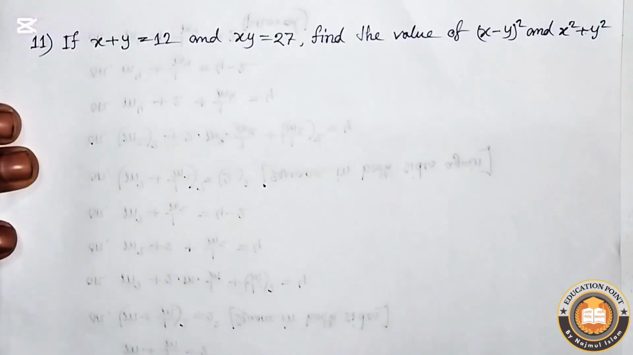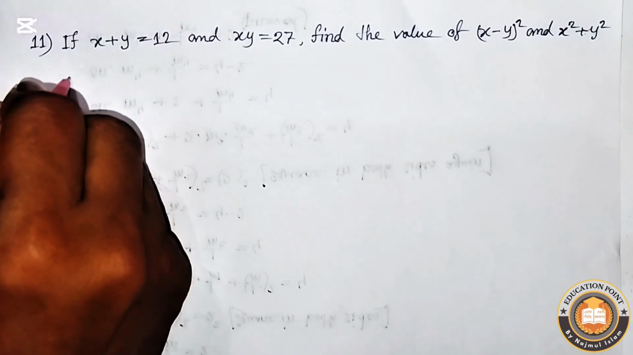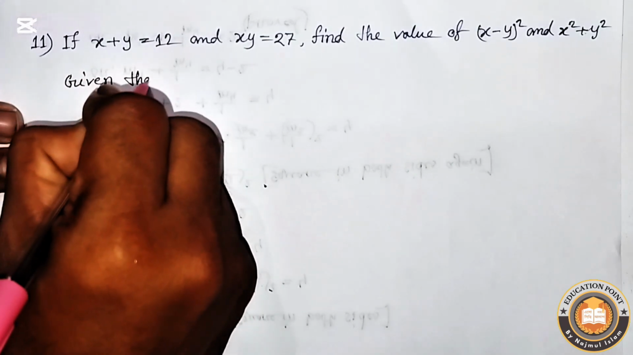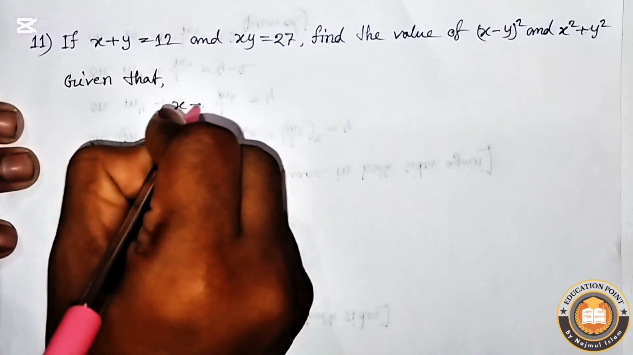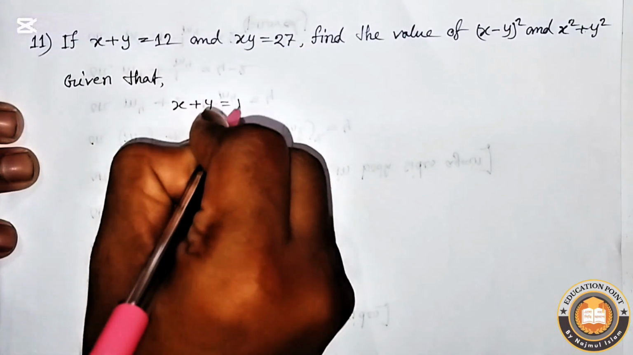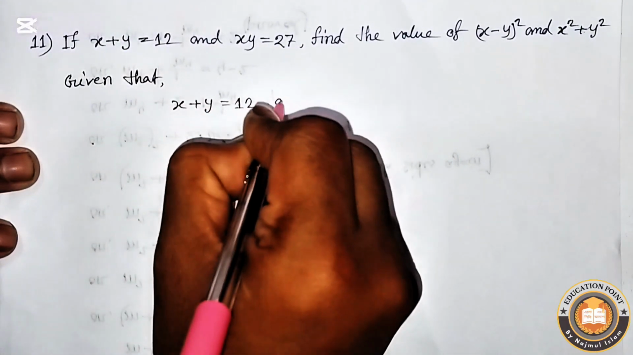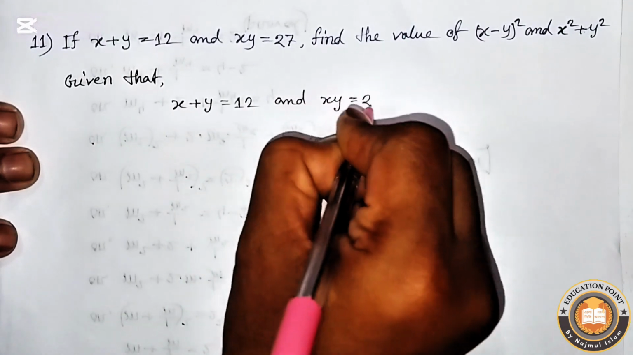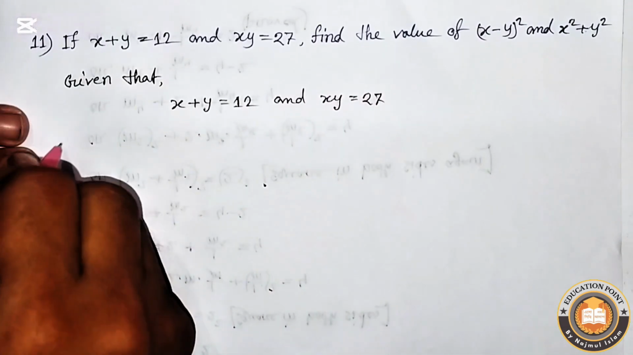Question number 11. If x plus y equal 12 and xy equal 27, find the value of x minus y whole square and x square plus y square. Given that x plus y equal 12 and xy equal 27.